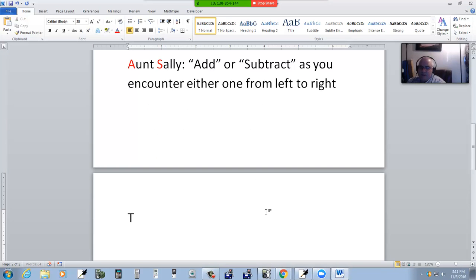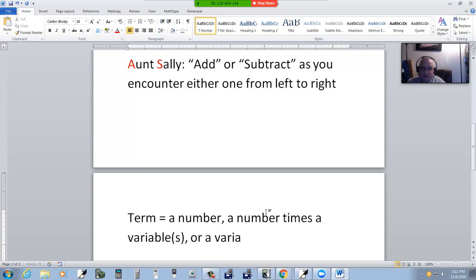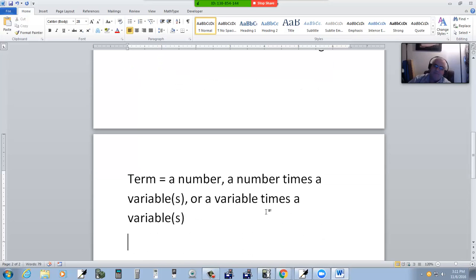Variable, of course, is a single letter. A term is a number times a variable. And I put an S on there because you can have more than one. Or a variable times a variable. And again, I put an S on there to indicate you can have more than one. Examples: 5 is a term, it's a number. 7x is a term, it's a number times a variable. X squared is a term.